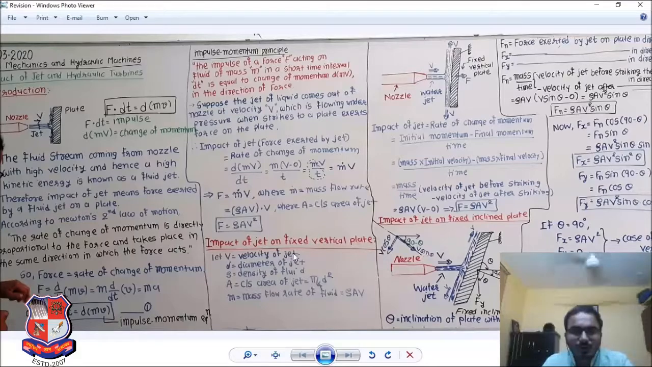Then we took a flat fixed vertical plate and we derived the same formula in detail. Then we went into impact of jet on a fixed inclined plate with an angle, and we also derived the forces for this plate. The only difference between this vertical plate and inclined plate is that here we need to deal with the normal force, horizontal and vertical force. So this is the summary of our previous lecture. Now we will begin with our new topic.